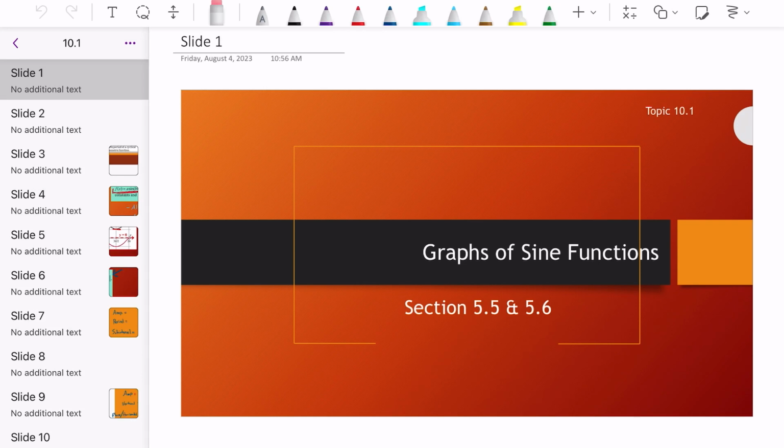Welcome to 10.1 Graphs of Sine Functions. In this video, we're going to be taking a look at properties of the sine function. We're going to be taking a look at the graphing of that sine function and things to keep in mind when it comes to how to graph it, as well as how to be able to read an equation and be able to graph.